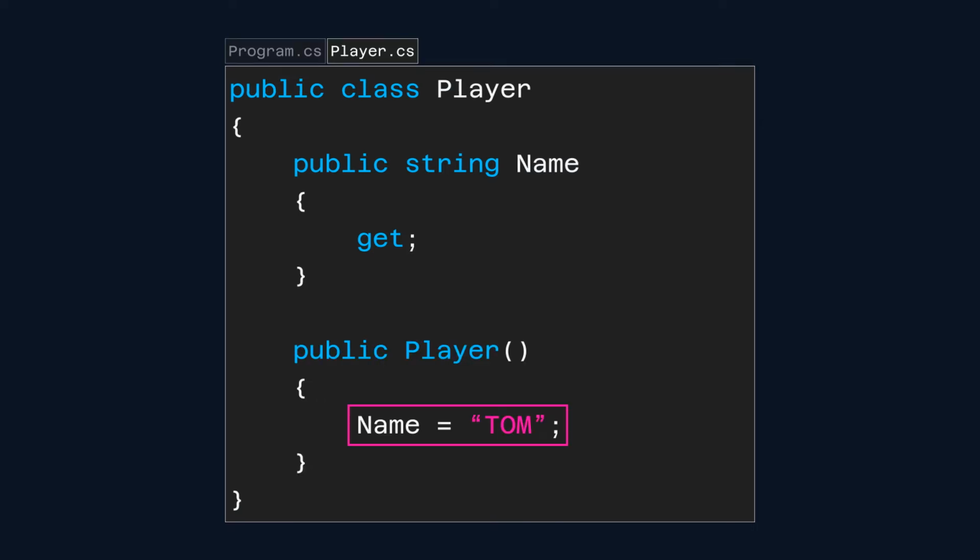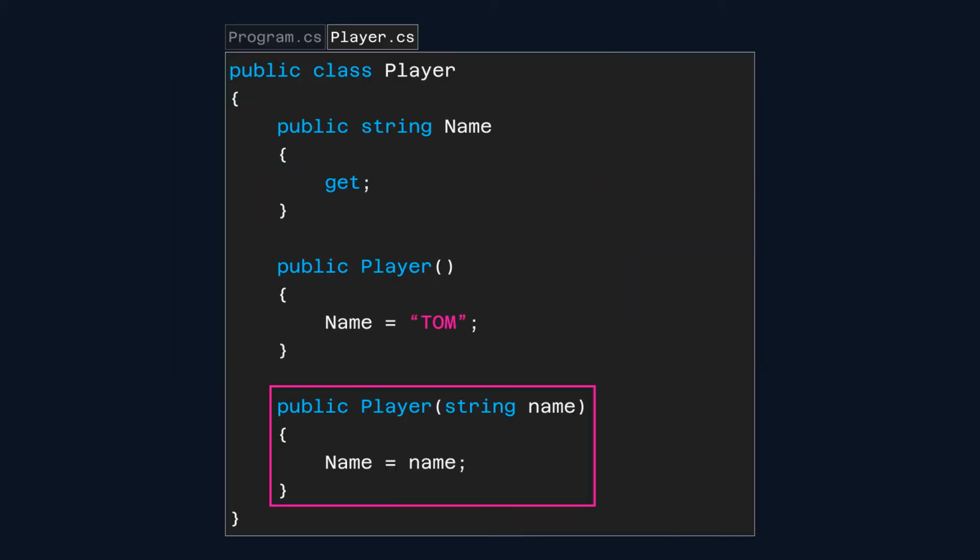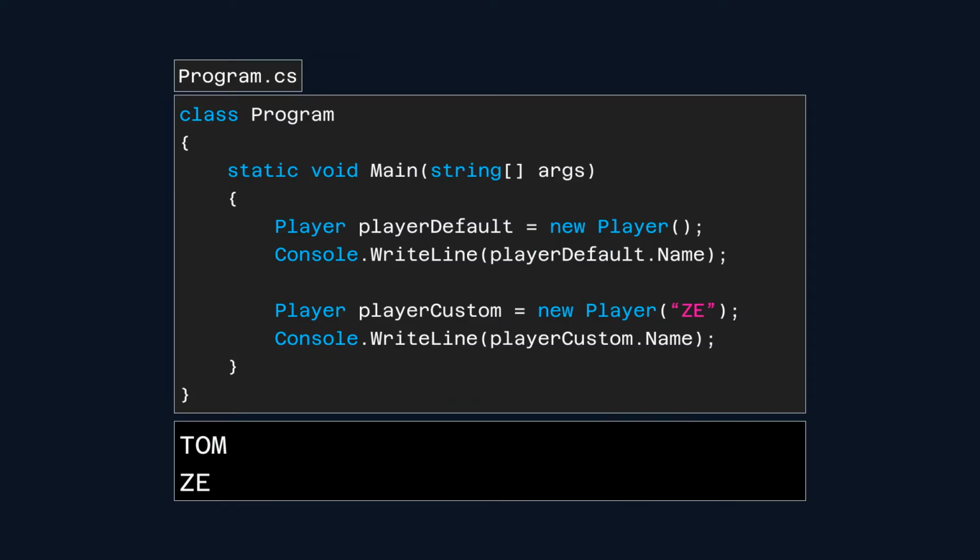We can use the constructor to set initial values to instance fields or properties. For example, we can set the default name Tom to all new player instances. In this way, all new players have the name Tom. But we can also create our custom constructors with parameters. For example, we could create a new one to set the player name when creating a new player instance. In this way, we can create players with a default or a custom name.